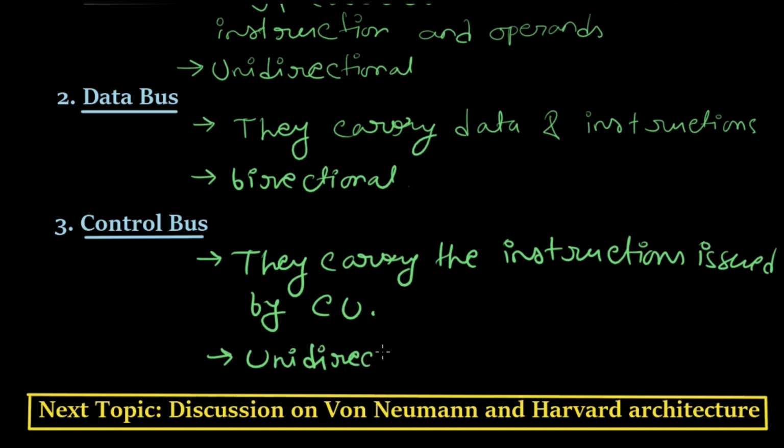In this lecture, what we have learned is how an instruction is fetched into the CPU, where the addition is done, where the subtraction is done, and how buses help the different components of a computer to communicate. In the next lecture, we will discuss the famous architecture proposed by the mathematician von Neumann and its drawbacks, and how Harvard architecture rectifies those drawbacks.